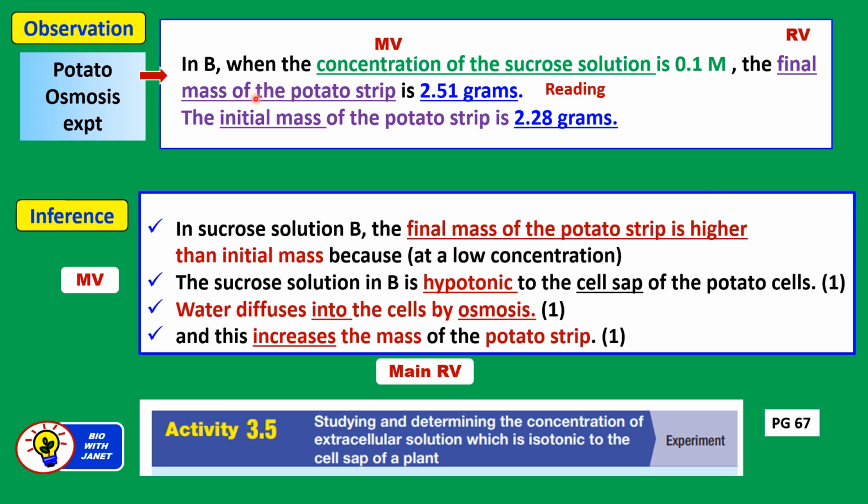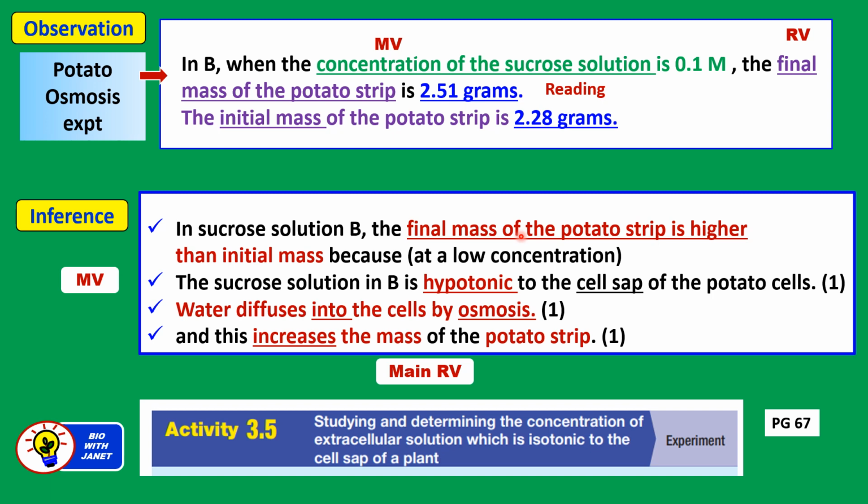Now, in sucrose solution B of low concentration, right, the final mass of the potato strip is higher than the initial mass, okay? 2.51 grams compared to 2.28 grams at the beginning. This first sentence won't get you any marks, okay? Won't help you to obtain marks.